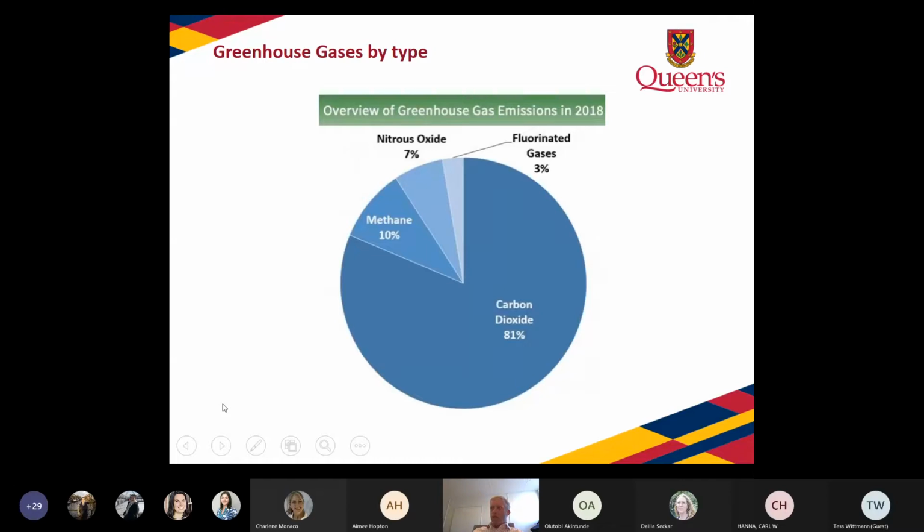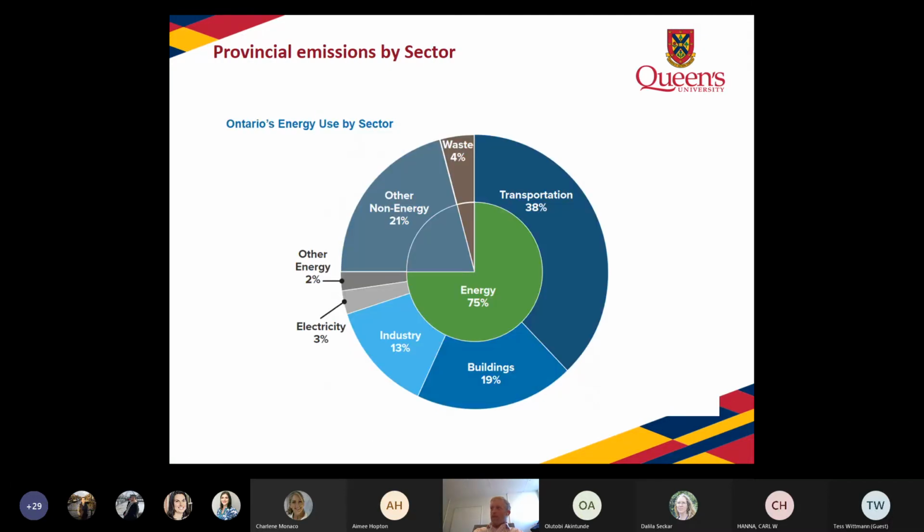This is an overview based in the US of the makeup of what we typically see for greenhouse gas emissions, and what the percentages are in general. You can see the majority of greenhouse gas emissions are carbon dioxide, followed by methane, nitrous oxide, and fluorinated gases, so refrigeration processes. I'm going to cycle back to the Ontario context in our next slide to link this back a little bit. This is a breakdown in Ontario of the emissions that are typically produced.